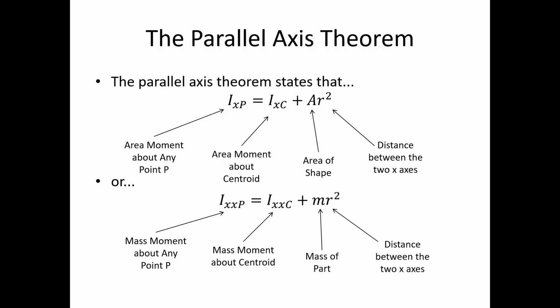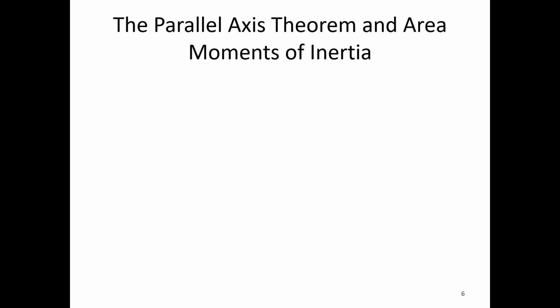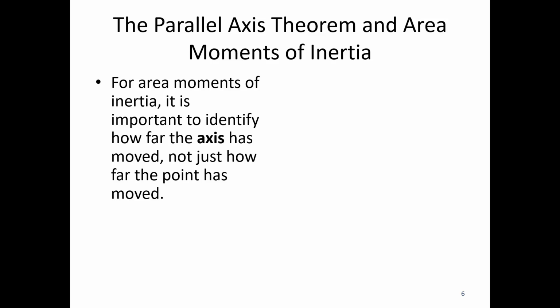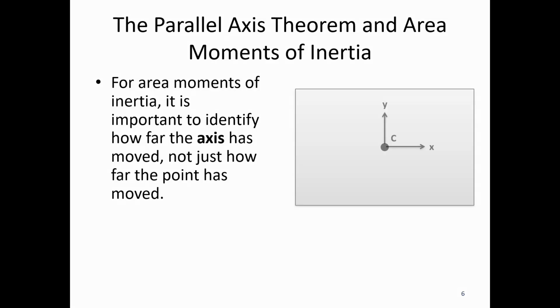So let's look at the r term. The r term is the big thing in this. For area moments of inertia, it's important to identify how far the axis has moved. It's not how far the origin point has moved necessarily, but how far the axis has moved. So say we've got some rectangle up here. I've got the centroid, and say I've calculated my I_x and I_y values around that center point, and I want to figure out what the moment of inertia would be about some point down here.